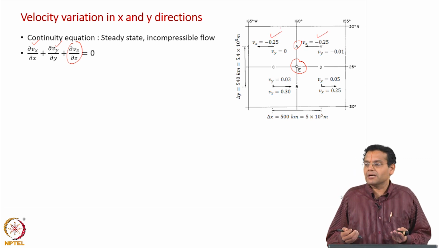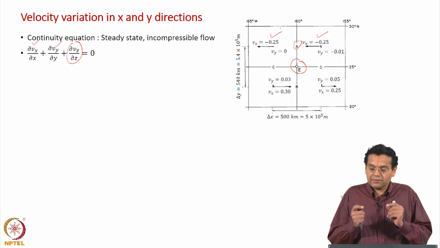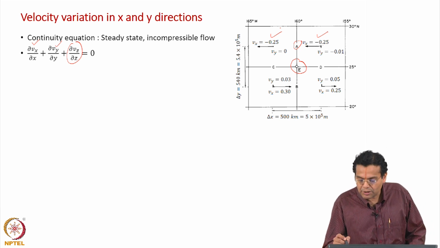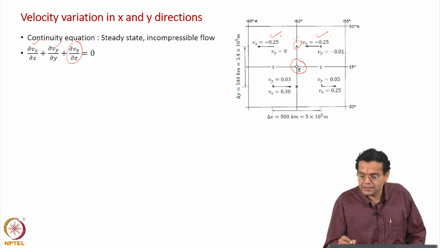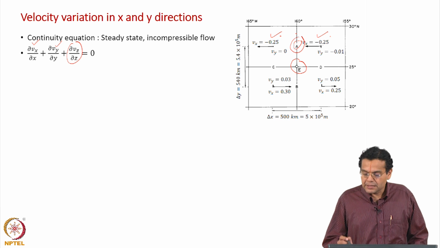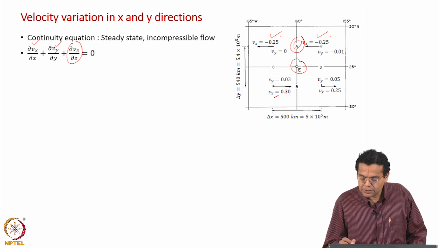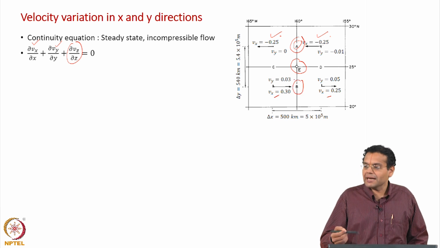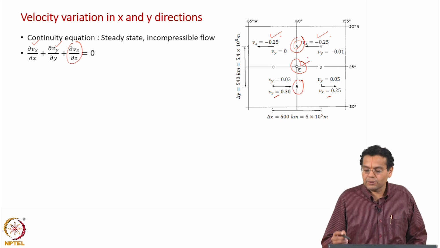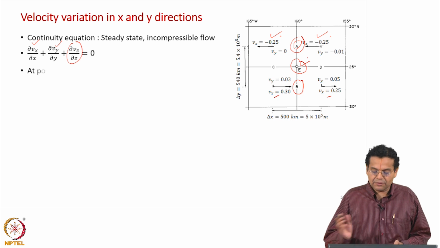To evaluate the derivative, I need the x velocity at 2 points which are separated along the x axis. That is what you have, a measurement here and a measurement here. Using that I can find the derivative at A. Similarly, I will use these 2 vx values, find the derivative at B, take an average, and I will get the value at E. So, let us do that. Similarly, we will do it for the other direction.